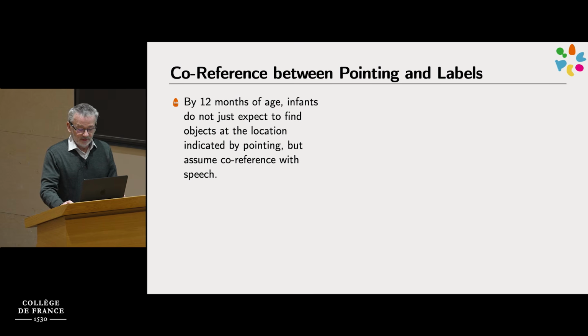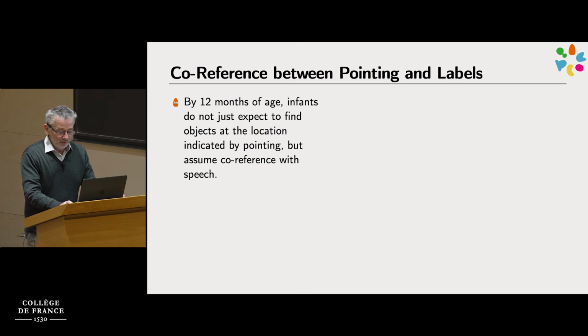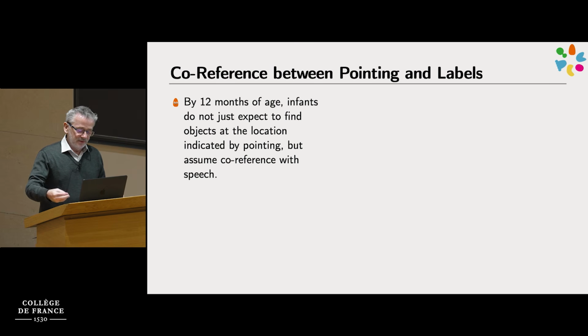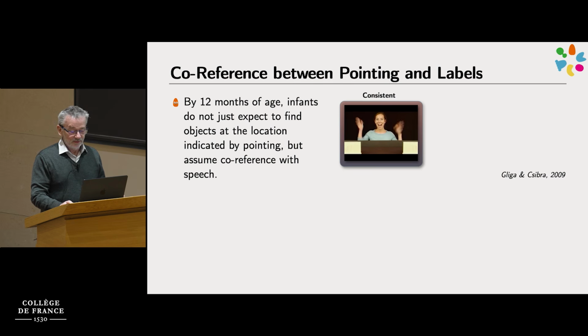So in the first study here, we used object labels that we know average 12-month-olds would understand. In this case, average English 12-month-olds. So it looked like this.